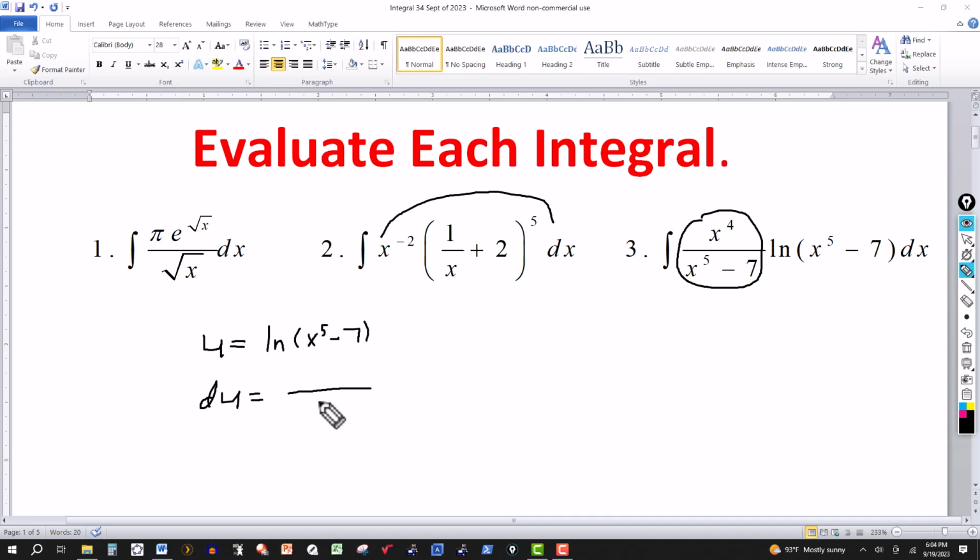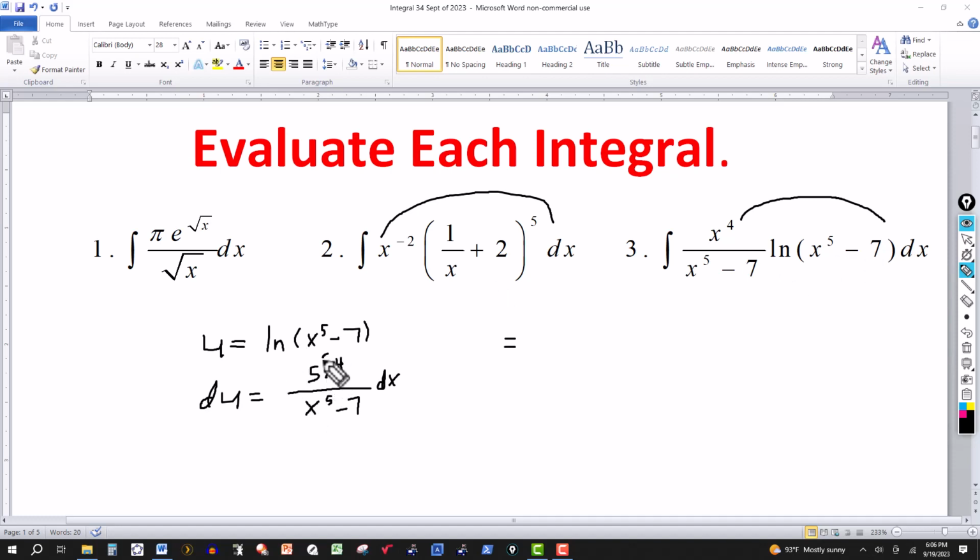Let's do it like this first. The x to the fifth minus 7 goes to the denominator, and then we take the derivative of that expression, and that goes in the numerator. So this will be 5x to the fourth, the derivative of x to the fifth minus 7. And of course, the derivative of negative 7 is 0, and then we have a dx here. Notice this part over here: the x to the fourth over x to the fifth minus 7 and the dx go together.